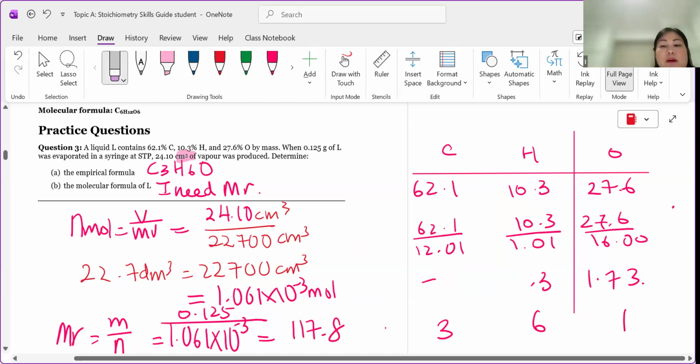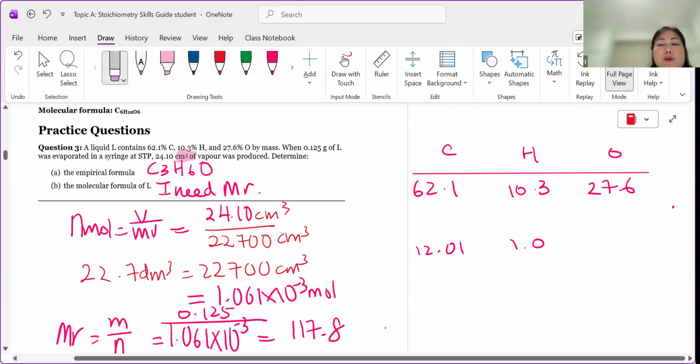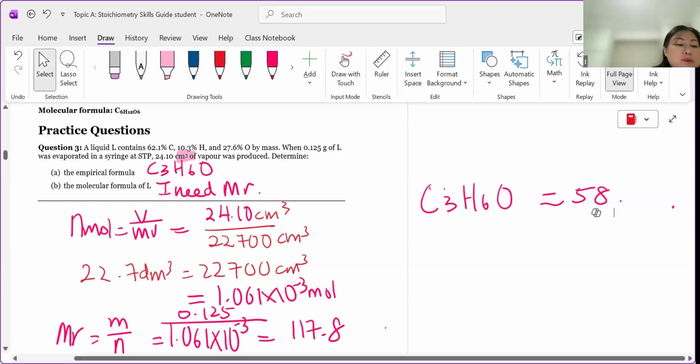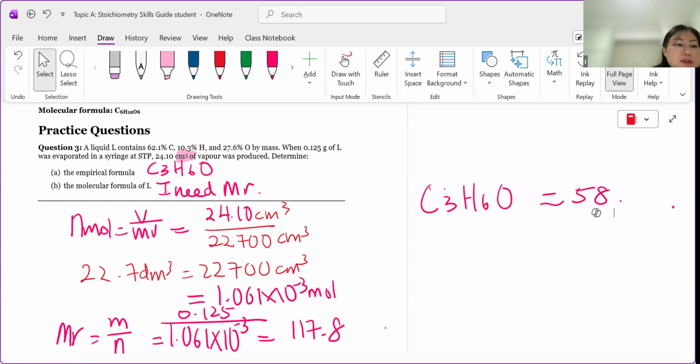But that's not the question. The question is the molecular formula, not to find the MR. So with the MR, we can find the molecular formula. What is the mass of one set of C3H6O? The MR of the empirical formula is about 58. Let me calculate: carbon is 12.01, 3 of them, plus hydrogen is 1.01 times 6, and oxygen is 16, so it's about 58.09.